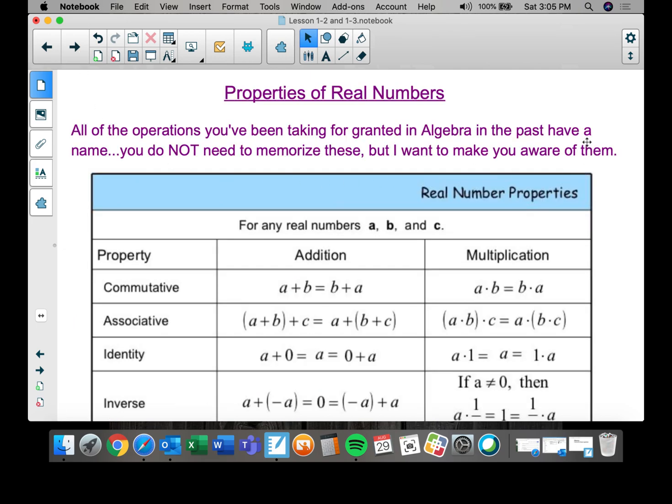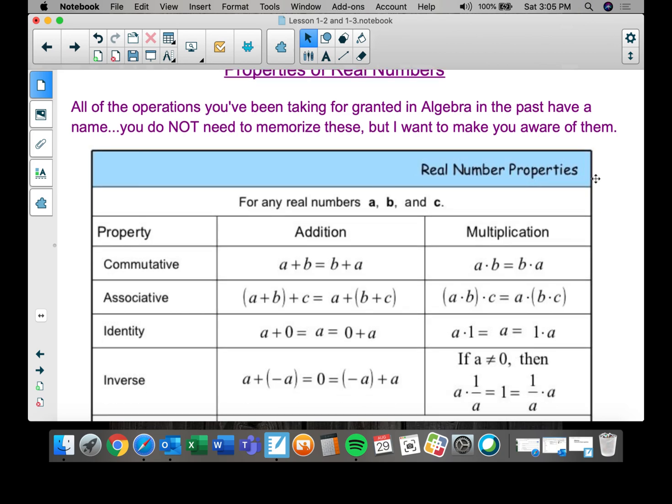And then there are just a few properties of real numbers that I want to run through real quickly. You don't need to memorize these at all. I just wanted to make you aware of them. They're just the properties that allow us to do things. The commutative property just says that we can either add or multiply things in either order. 2 plus 3 is the same thing as 3 plus 2. Same thing when you multiply.